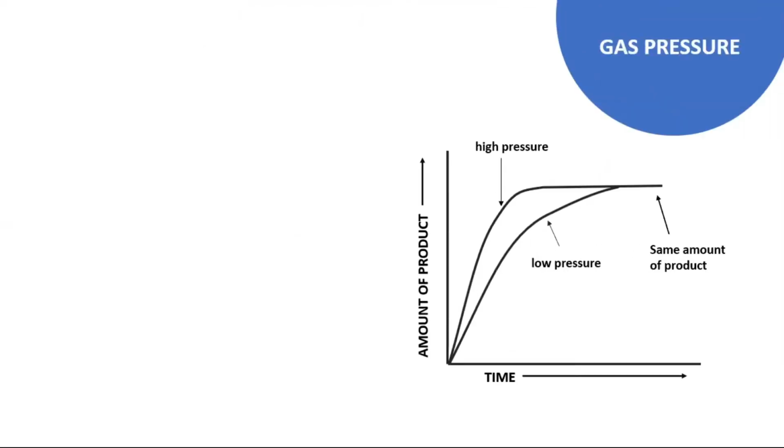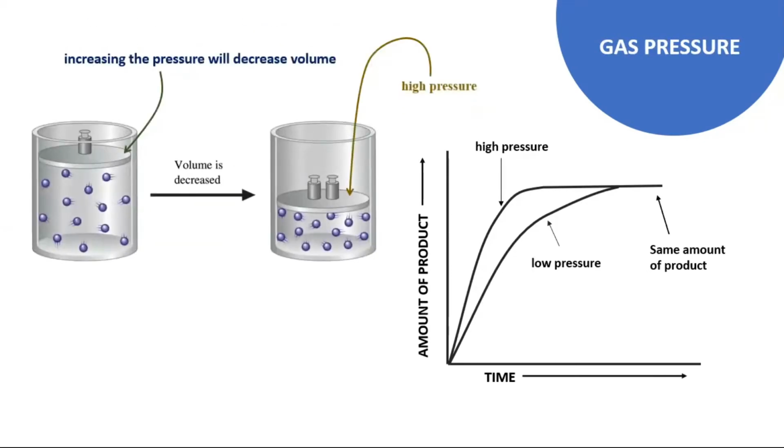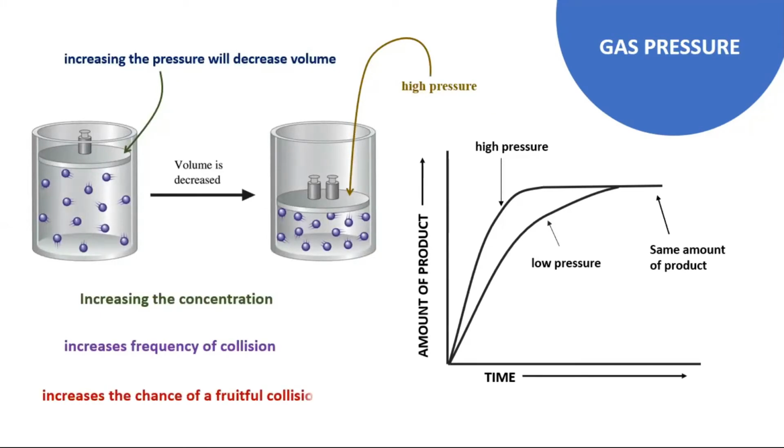If the reactants are in gaseous state, then applying high pressure will increase the rate of their reaction. This is because increasing the pressure will decrease the volume, which ultimately escalates the concentration, therefore elevates the frequency of collision. Increased frequency of collisions leads to higher chance of fruitful collision. That's why applying pressure increases the rate of reaction. However, if no gaseous reactants are present in reaction, then there will be no impact of pressure on reaction rate.